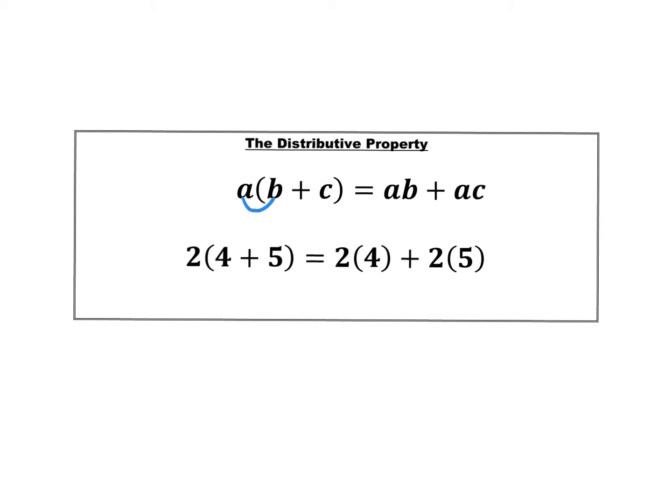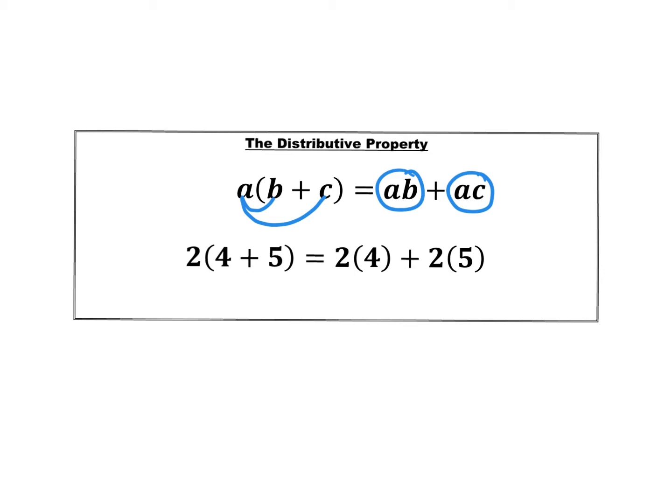And so we have to multiply the first number or variable by the first term in there, and then we have to multiply it also to the second. So A times B, you get your AB, and then we have A times C, and that's where you get that AC.